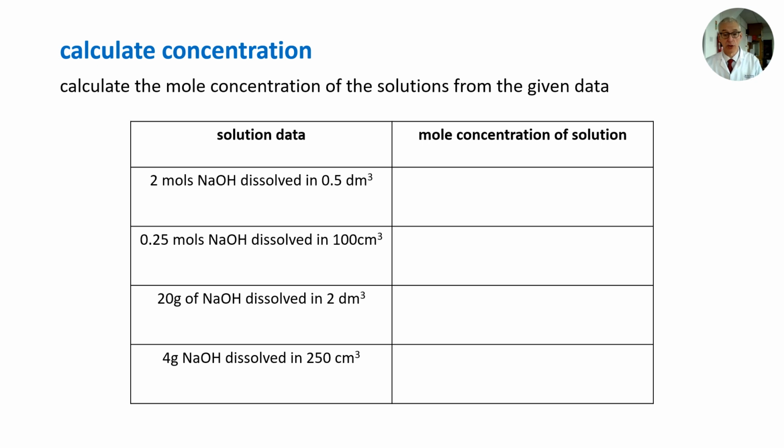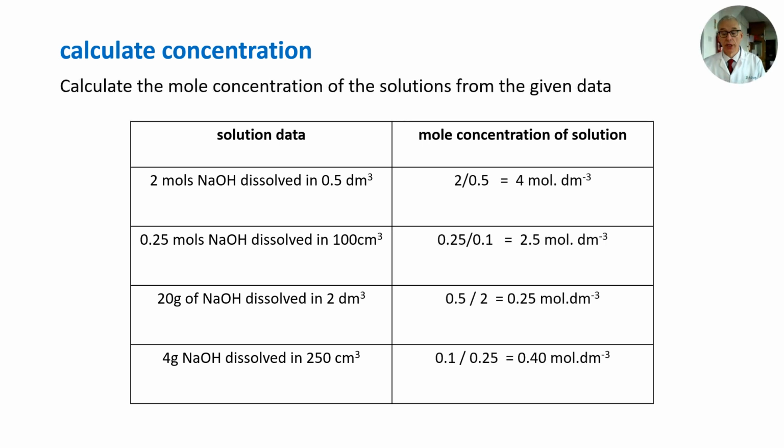Okay, so having a look at the calculation, it's moles divided by volume for concentration. Moles divided by volume. So 2 is the number of moles. The volume is 0.5. Comes out as 4 moles per decimeter cubed.